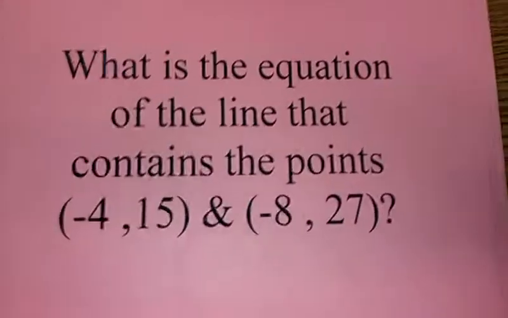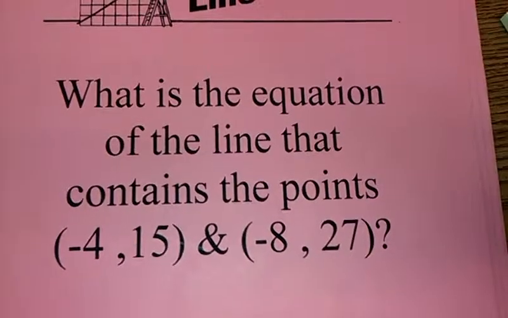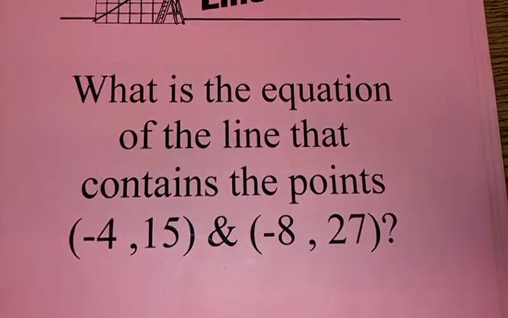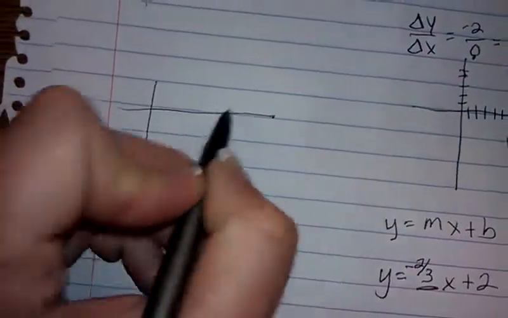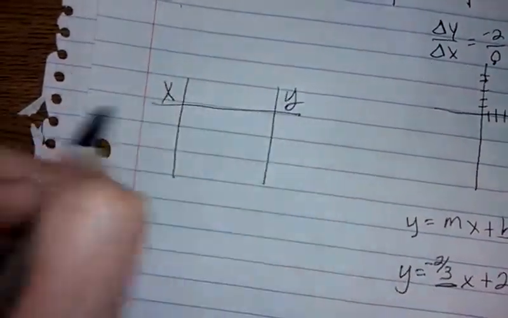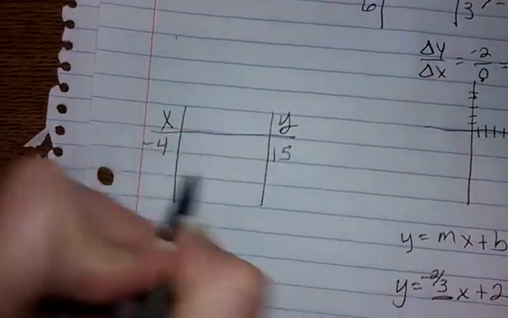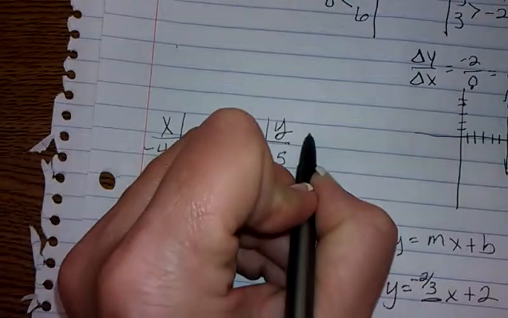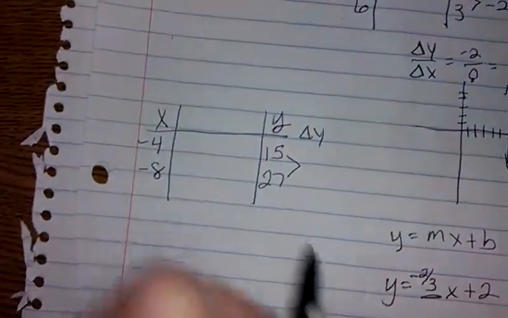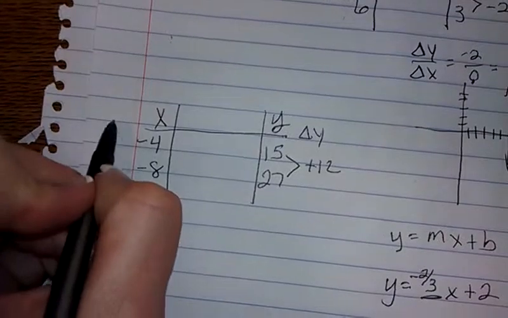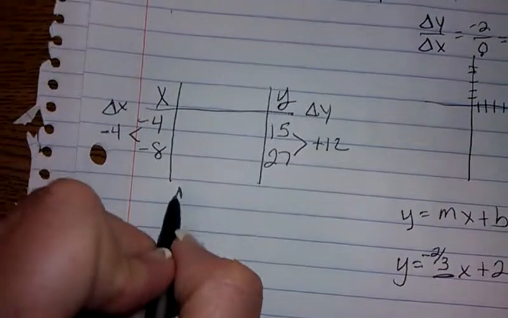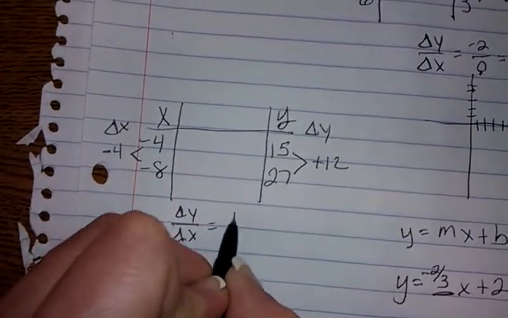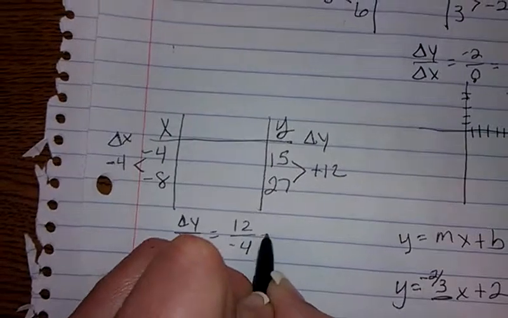And now this one says, what is the equation of the line that contains the points (-4, 15) and (-8, 27)? Well, let's build a table. I'm going to have x and y, negative 4 and 15, and negative 8 and 27. Delta y, the change in y right there, is plus 12. Delta x, well, we're getting more negative, so it's minus 4. Delta y divided by delta x, 12 divided by negative 4, is negative 3.